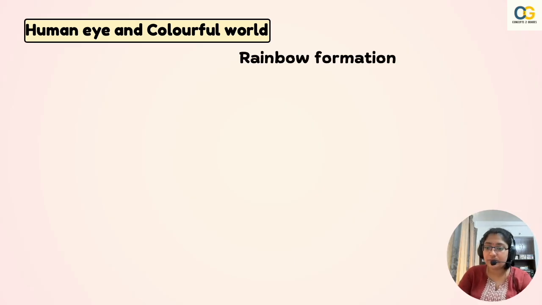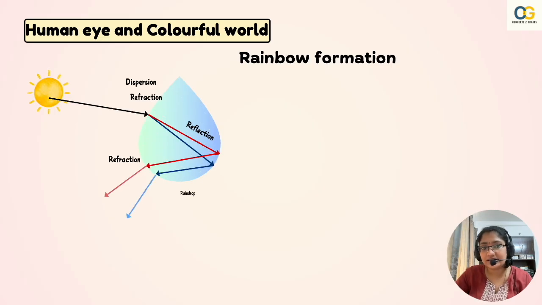Rainbows are usually formed when there is sunlight while the rain is occurring and the sun is in the opposite direction to that of the viewer. In that case, the light from the sun comes onto the raindrop, and the raindrop becomes your prism here, and it first gets dispersed and refracted inside.